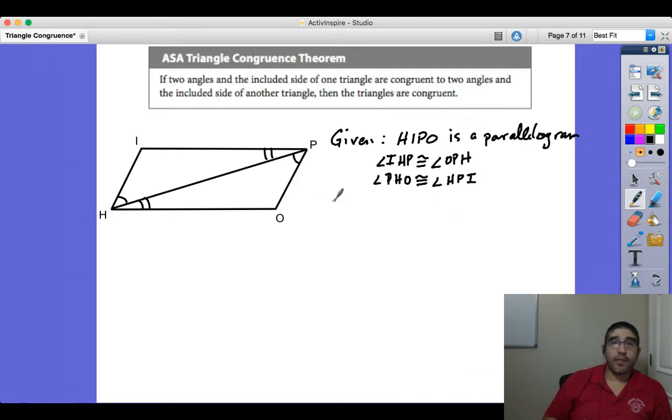Okay? And we need to now prove that triangle HIP is congruent to triangle, yeah, I know you thought that I was going to go HOP, huh? Yeah, no. I have to go triangle POH. You thought that I was going to go with hip hop. I know you. Okay, here we go.